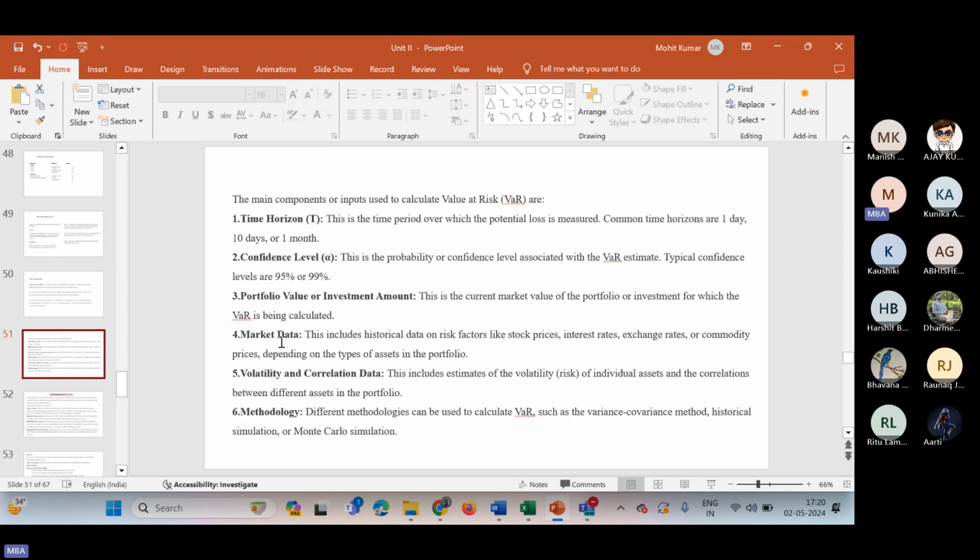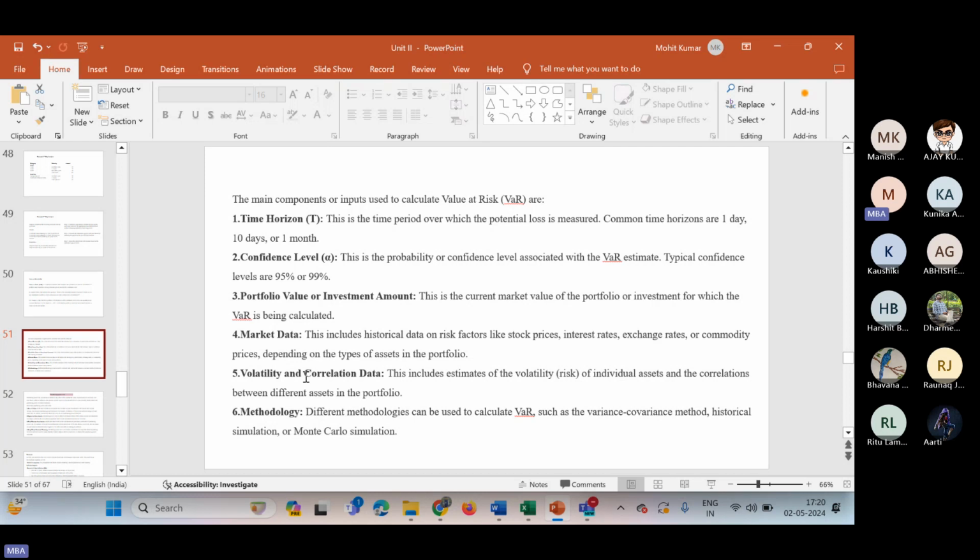But for anything you have to compute, you have to download or collect the data for a historical period, like 5 years, 10 years, whatever, it is up to you. You have to take certain data, and then you have to play around with this data to get a meaningful calculation from the data. Then the fifth component is volatility and correlation data.